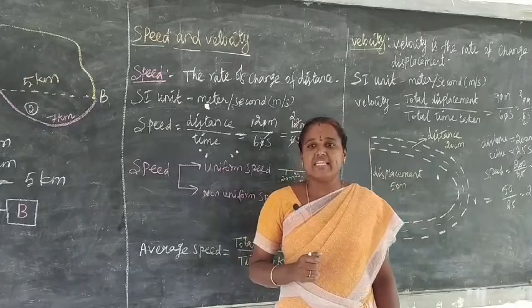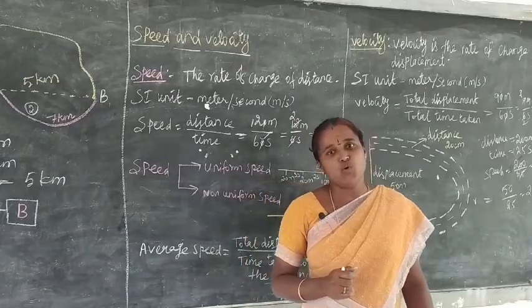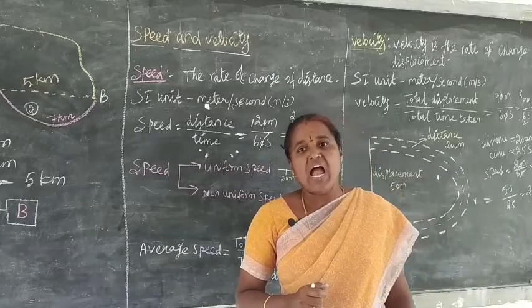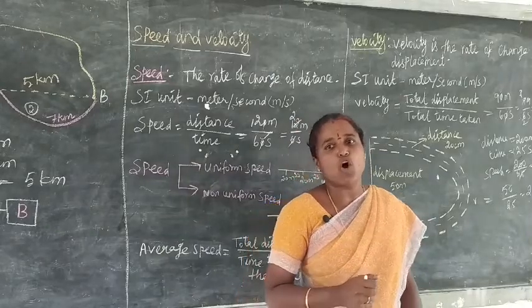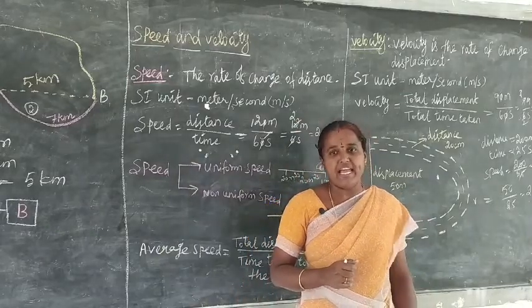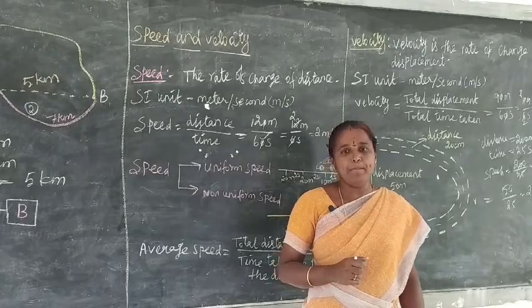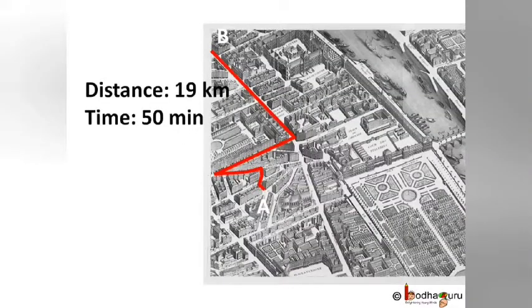We can calculate the average velocity using the formula: average velocity is equal to total displacement divided by total time taken. Hello friends, in this lesson we shall learn about speed and velocity. Let's start with where we left in our previous lesson.